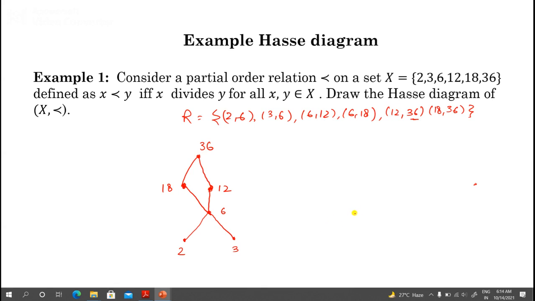So you can draw this diagram in a better way. In this way you can write 2 3 and this is 6, and look at this, you can write 12 and 18, and further you can write 36. So in this way you can make this diagram in a better way. So this is the Hasse diagram of this set, and the relation is given as x divides y.